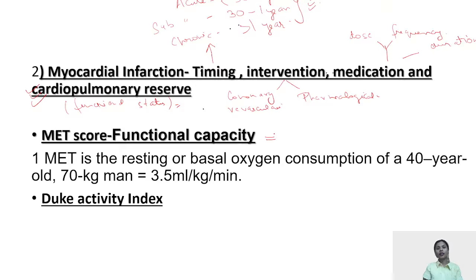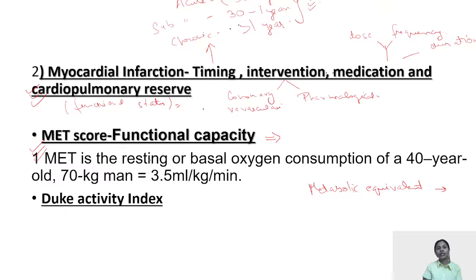The first thing is the cardiopulmonary reserve, or the functional status of the patient. The physical functional capacity of the patient can be judged just via the history of the patient. The history of the patient has to include the MET scoring. The MET scoring stands for metabolic equivalent. This definition of MET scoring is of utmost importance, and each and every word of this is a potential question.